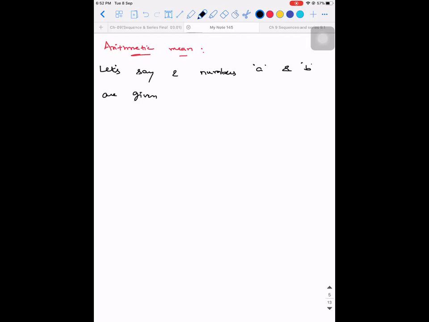Now, the task is you need to insert a few numbers between A and B such that the sequence forms an arithmetic progression. I'm repeating it again. Between the numbers A and B, you can insert any number you want such that the sequence will become an arithmetic progression.